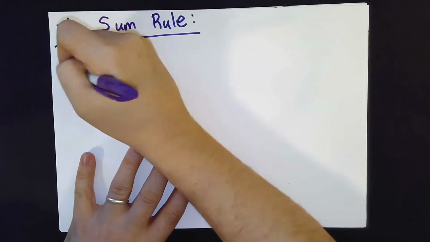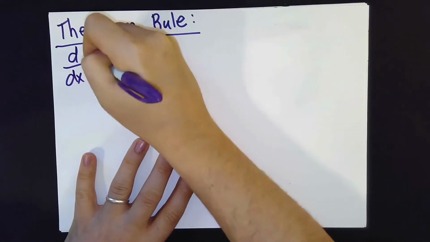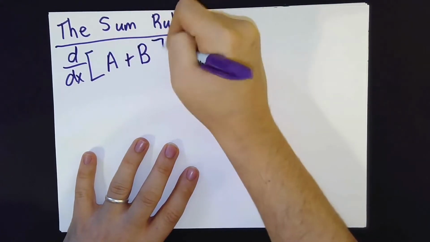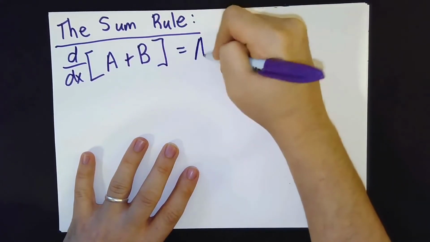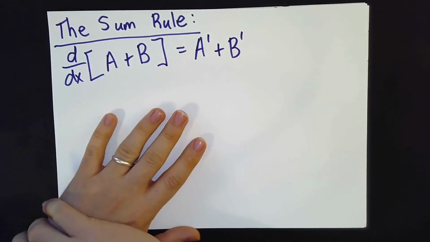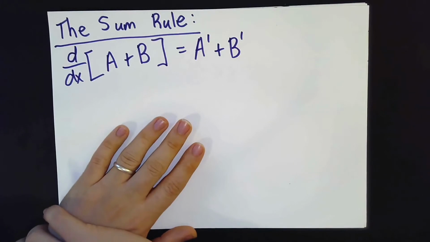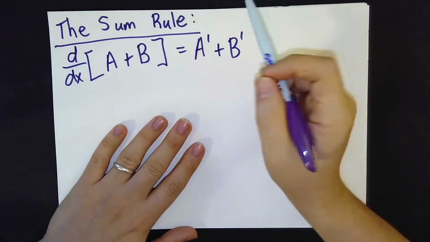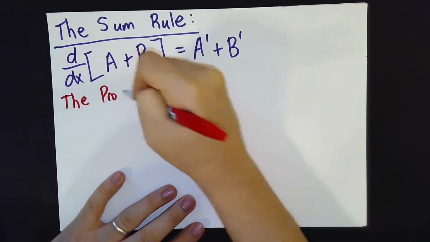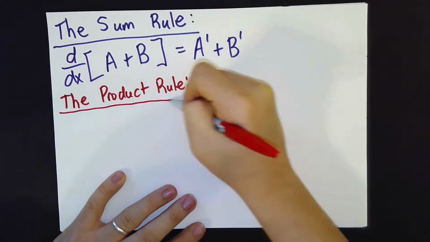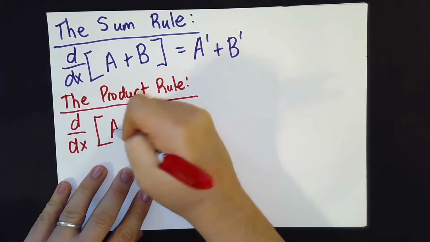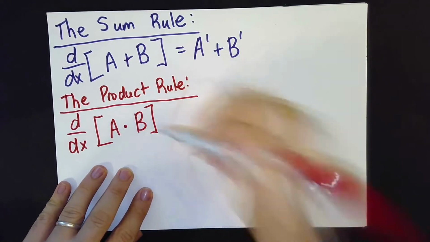What the sum rule says is that if you take the derivative of the sum of thing A and thing B, then what you get is the derivative of thing A plus the derivative of thing B. And so what does the sum rule really do? It tells us how to take the derivative of a sum of two things. From there, you can probably guess what the product rule is going to do. The product rule is going to tell us how to take the derivative of the product of two things.